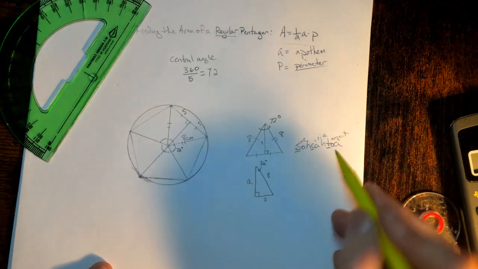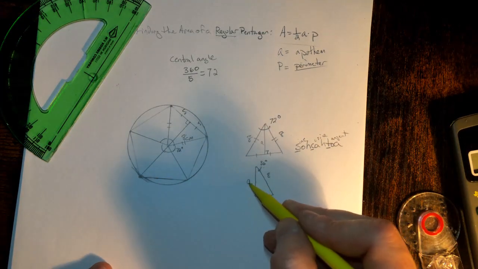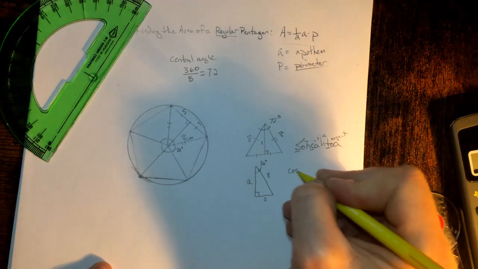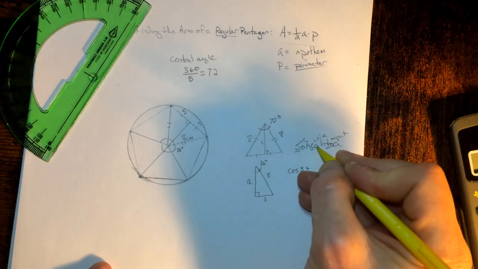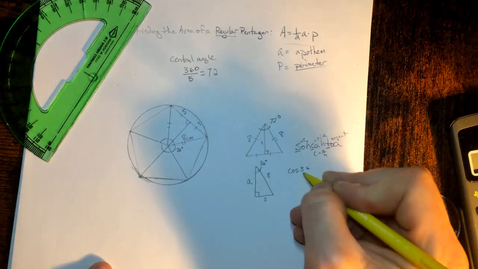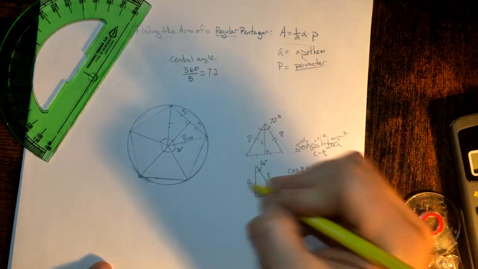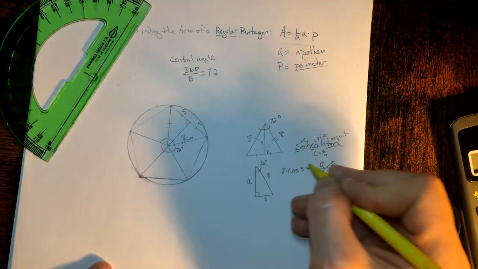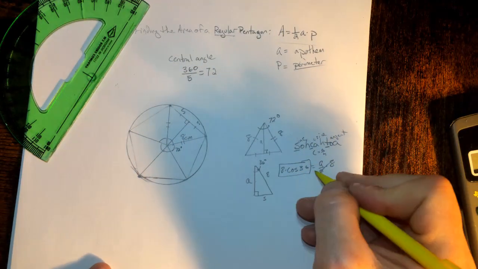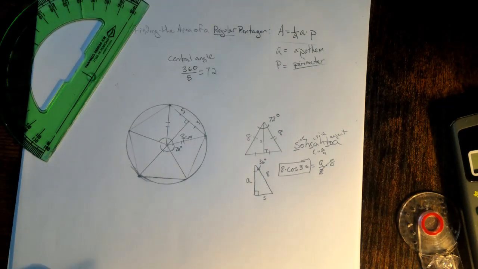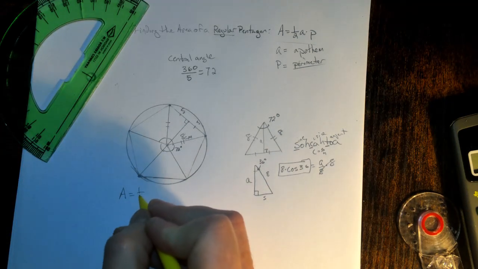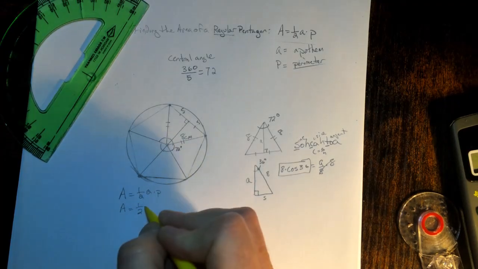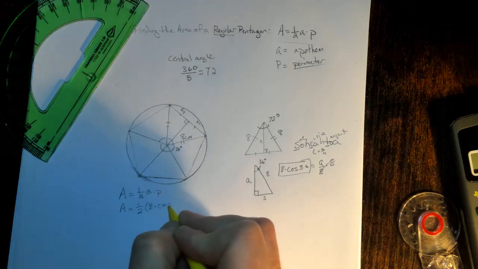When I look at this, I see that the A, which is the apothem, is adjacent to that angle. So the cosine of 36 is going to be equal to, and cosine is adjacent over hypotenuse, adjacent A over 8. If I want to figure out what A is, I can find it this way. So this is my value of my apothem. I'm going to go to the formula, and I can say 1/2 apothem times perimeter, and then plug in my apothem that I just found. I'll use parentheses to do that.